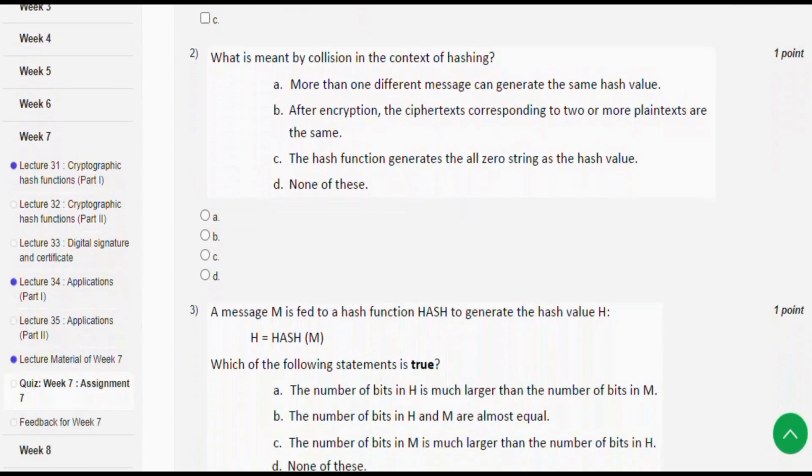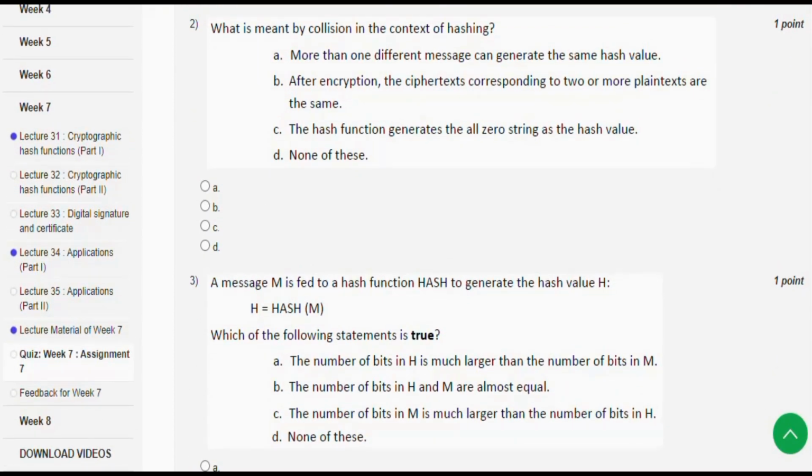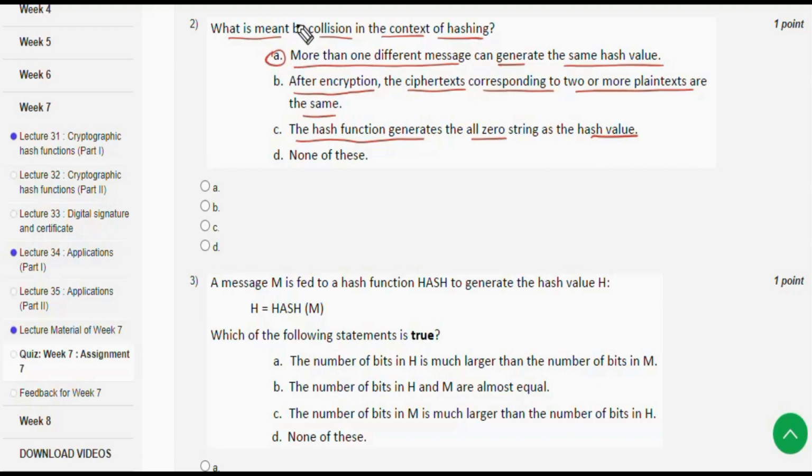Now moving on to the next question, question number 2. What is meant by collision in the context of hashing? Options are: more than one different message can generate the same hash value. Option B, after encryption, the ciphertext corresponding to two or more plain texts are the same. Option C, the hash function generates the all zero string as the hash value. Here option A will be the answer. Okay, so I select option A.